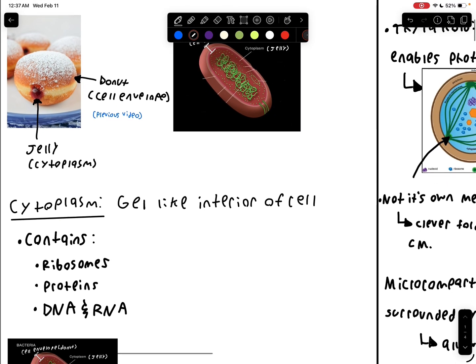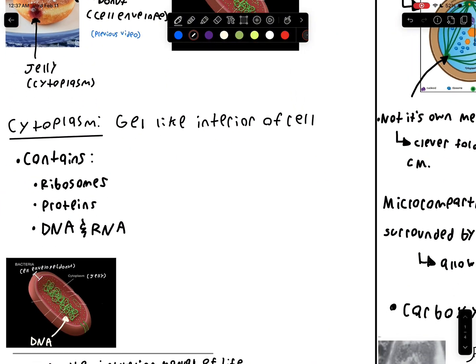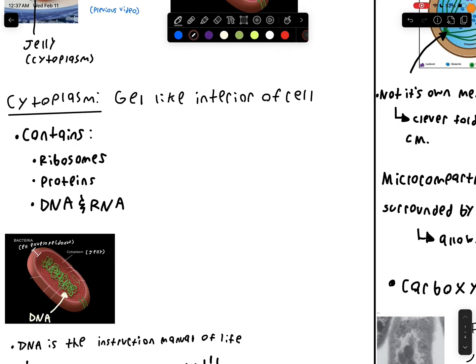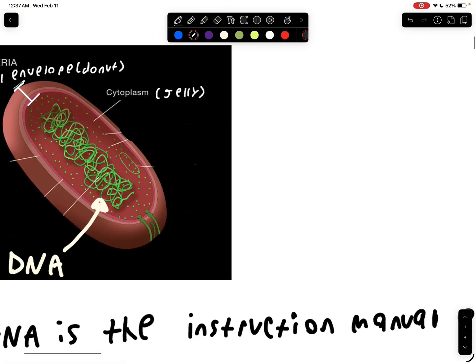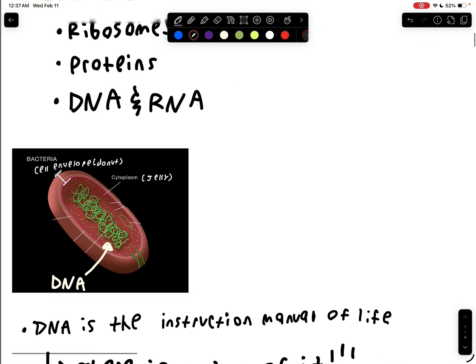So let's take a look at what the cytoplasm is. I keep saying it's like a jelly. It's a gel-like interior of the cell, right? It contains ribosomes, proteins, DNA, and RNA. So that's literally what it is. It's like a gelatinous mixture. That's why I keep saying jelly.